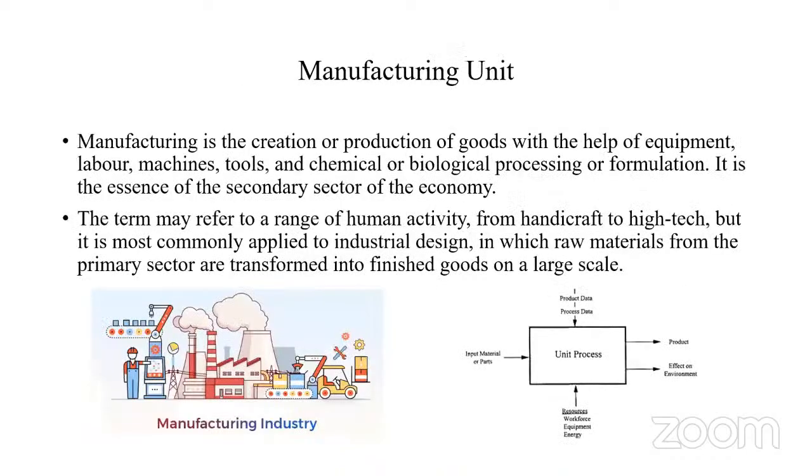Then what is a manufacturing unit? Manufacturing is the creation or production of goods with the help of certain equipment, machineries, labor, tools, and other processes to produce a certain product. It is the essence of the secondary sector of the economy. The term may refer to a range of human activity from handicraft to high tech, but it is most commonly applied to industrial design, in which raw materials from the primary sector are transformed into finished goods on a large scale as well as on a small scale.